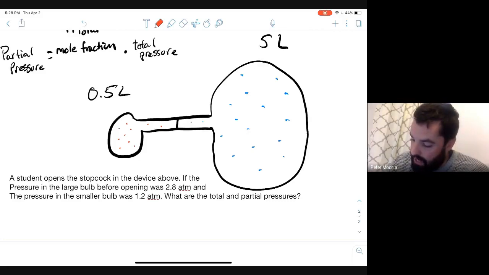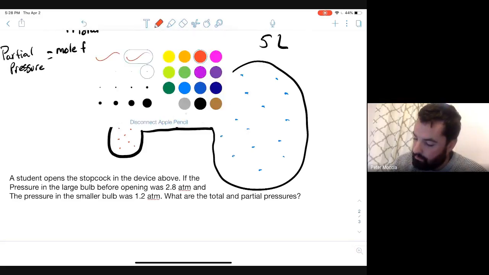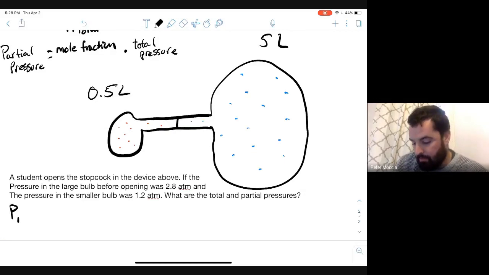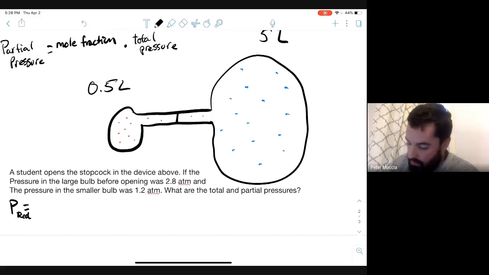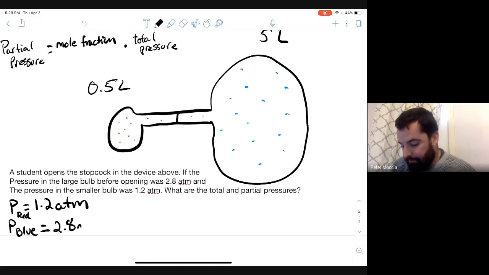So here's the deal. At the end, we're going to call the red one gas 1 and the blue one gas 2, okay? So we're going to say that the initial pressure, P red, was 1.2 atm, and P blue was 2.8 atm, okay? Here's the problem, though.